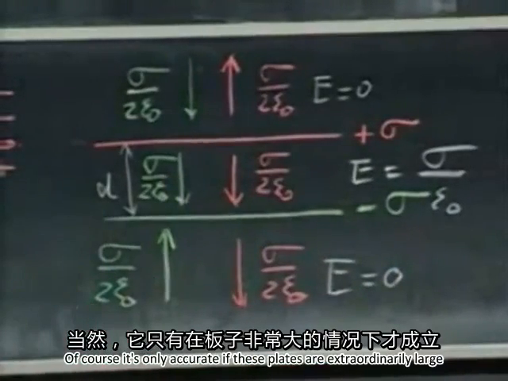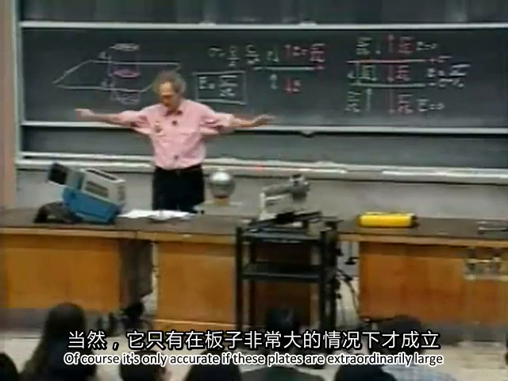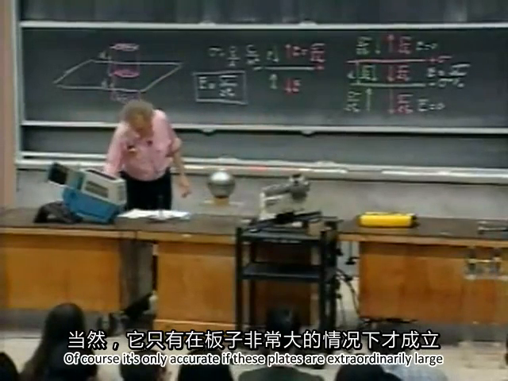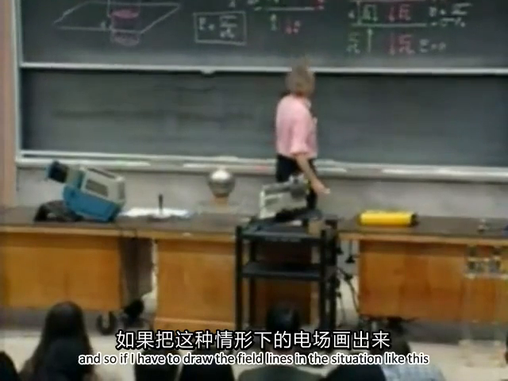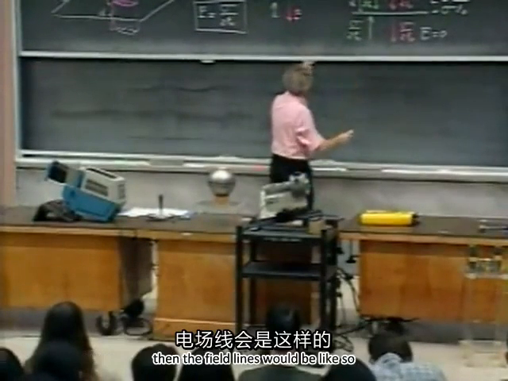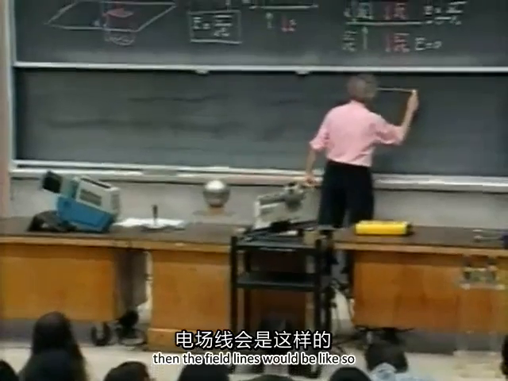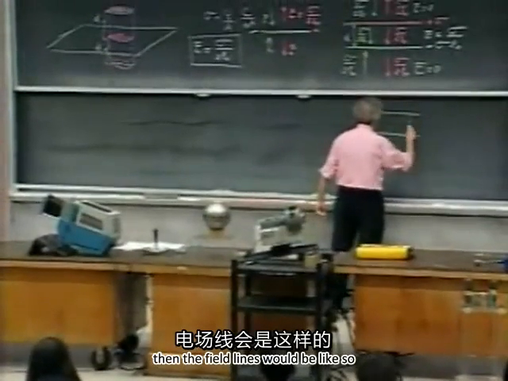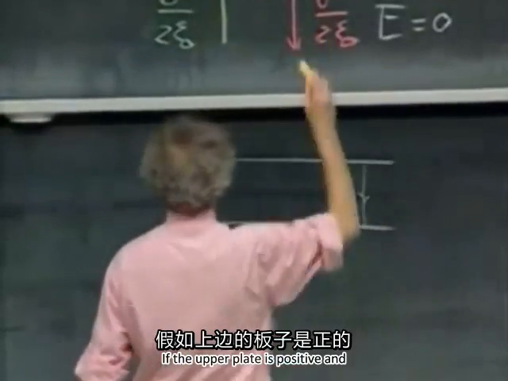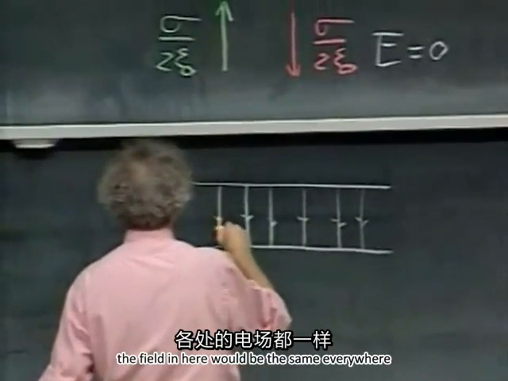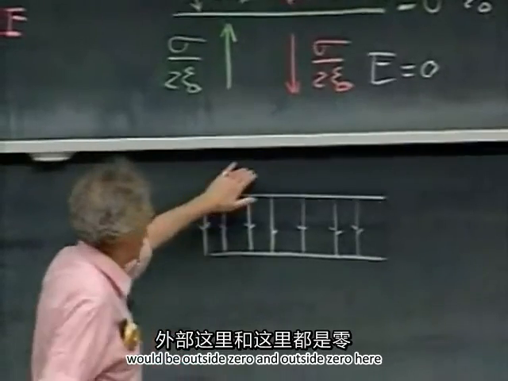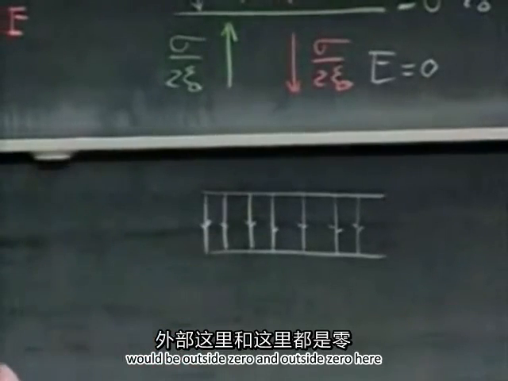Of course, it's only accurate if these plates are extraordinarily large. And so if I have to draw the field lines in a situation like this, then the field lines would be like so, if the upper plate is positive, and the field in here would be the same everywhere. It would be outside 0 and outside 0 here.